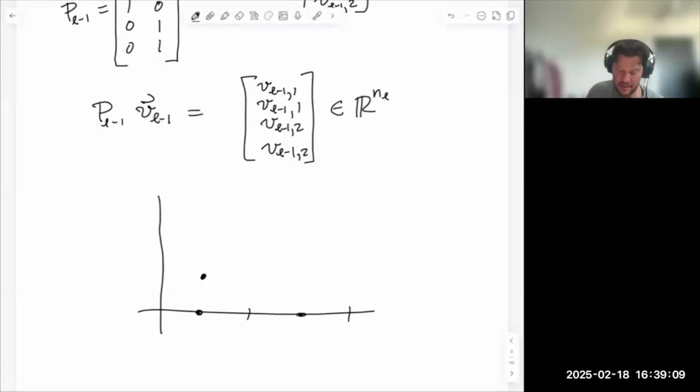Okay, and let's say there. Okay, so this is my XL minus 1, 1, XL minus 1, 2. Now, what is a prolongation operator doing? Well, it's creating another function which lives in the fine grid. But notice that the degrees of freedom that live in the fine grid are precisely the same ones that live in the coarse grid. It's just kind of doubling them.